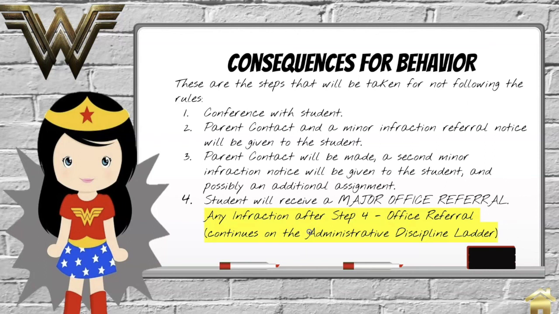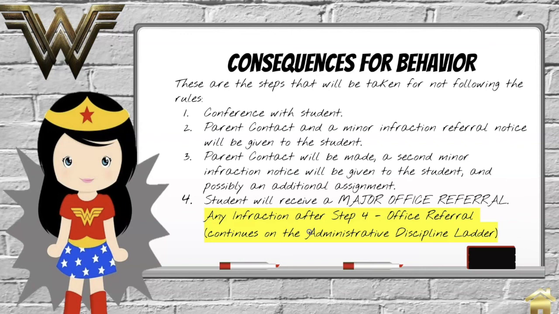Consequences for behavior. There are steps that will be taken for not following the rules. For minor issues, number 1, conference with the student. Number 2, parent contact and a minor infraction referral notice will be given to the student. Number 3, parent contact will be made, a second minor infraction notice will be given to the student, and possibly an additional assignment. Number 4, students will receive a major office referral.